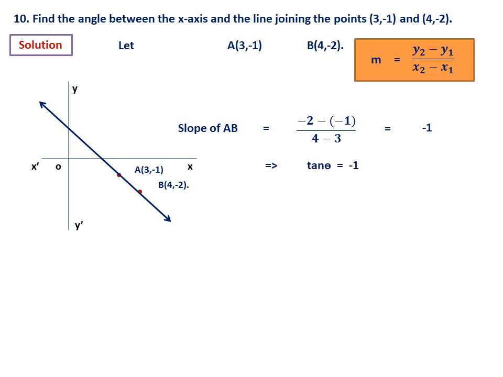So now this implies tan theta is -1, and theta is the angle which the positive direction of the x-axis makes with the line. So this implies theta is 135, because tan 135 is -1. The slope is negative here. So the angle between the x-axis and the line will be equal to 135 degrees. So this is the angle we are talking about. So this is the 10th question.